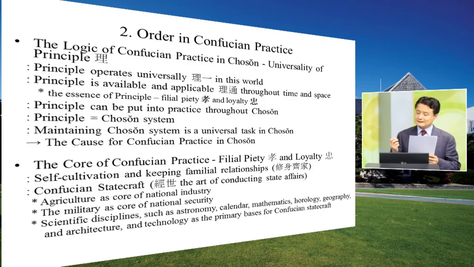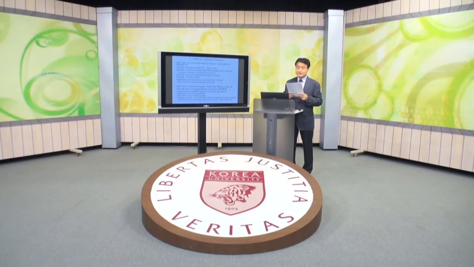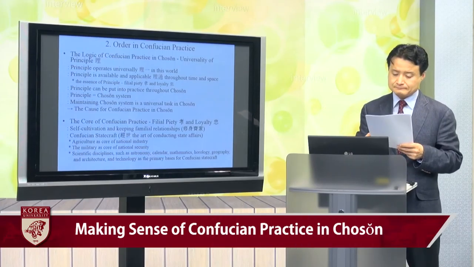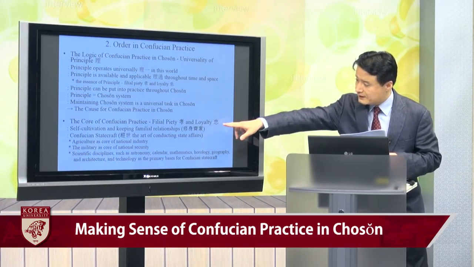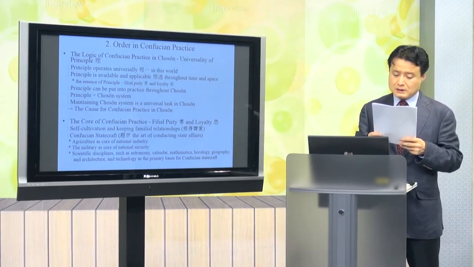What about the content then? The core of Confucian practice, as I briefly mentioned before, is filial piety and loyalty. The first one is about order. Order between father and son, or parents and son. And the second is about the order between king and his subjects. So first is about family. The second is about state. So self-cultivation and keeping familial relationship was very specific, important form of Confucian practice for filial piety.